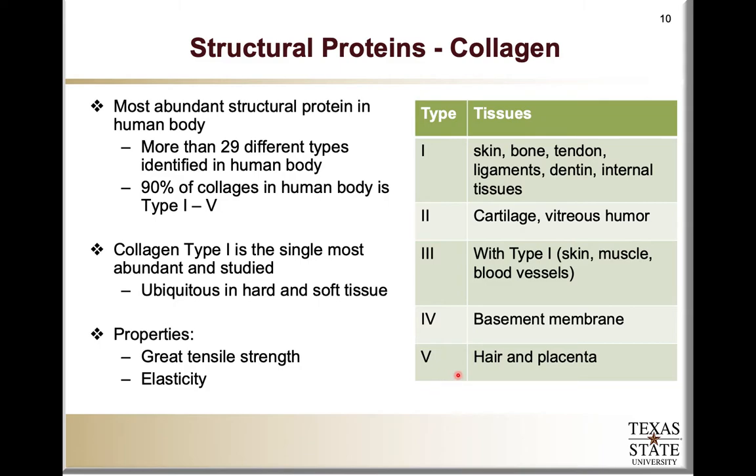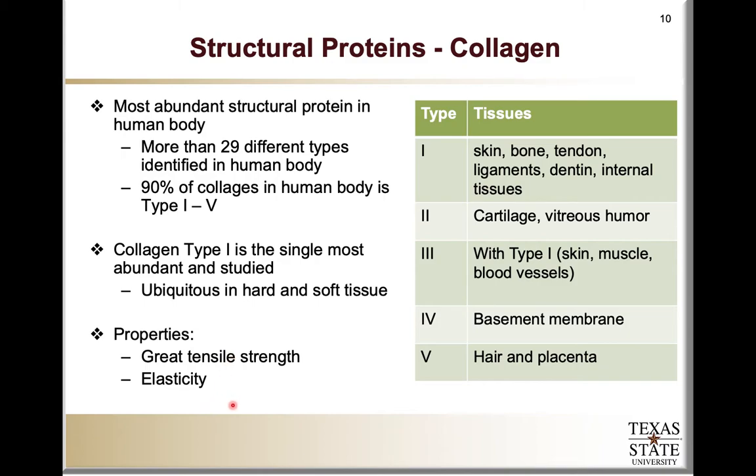Out of those types, I would say that type 1 is the one that is most widely studied in terms of its use in tissue engineering scaffolds. And the reason for that is the fact that it's found in both hard and soft tissues, and so we can utilize it for the development of different types of materials for different applications. Now, in terms of the properties of collagen, it has great tensile strength and great elasticity, and you will see that in the next 2 slides where we talk about the actual structure of it.